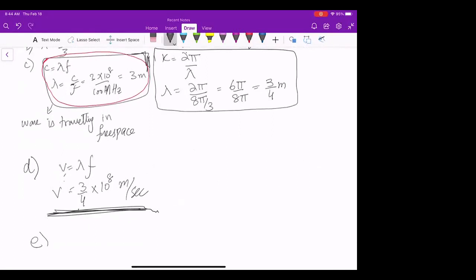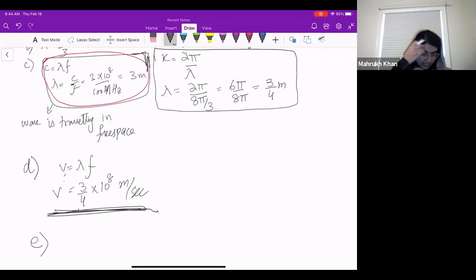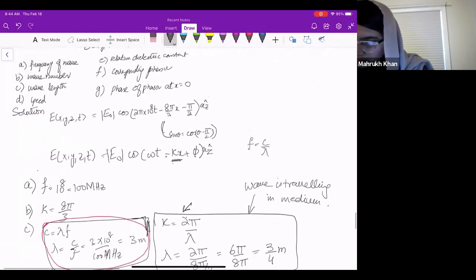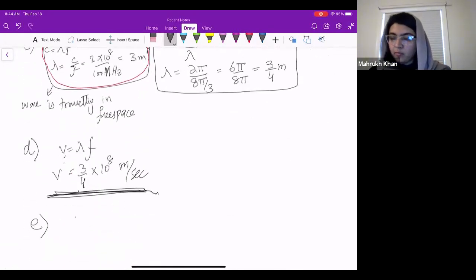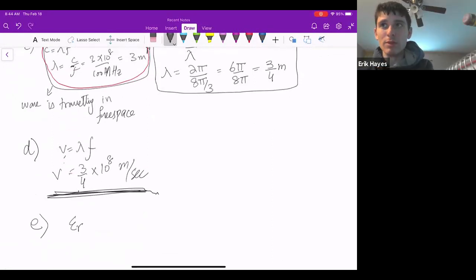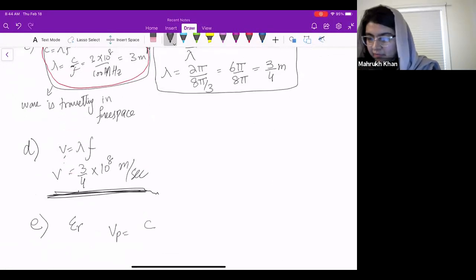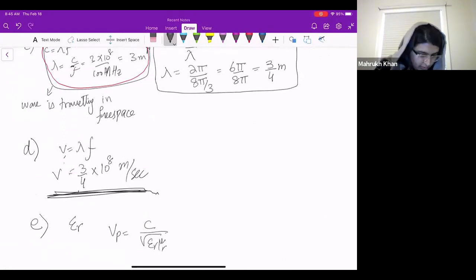Yes. Okay, so part E is what? Relative dielectric constant. What do you think? If I want to find out epsilon r, what should I do? You use the Vp equals C over the square root of mu r epsilon r. Yes, I will use this formula. And I know I'm not given mu r because mu r has some value when there is a magnetic material. So it's not, I think, magnetic material. So that's why my mu r is 1.